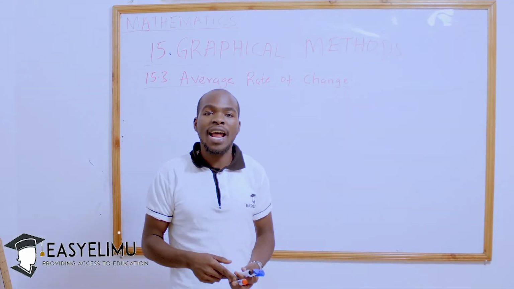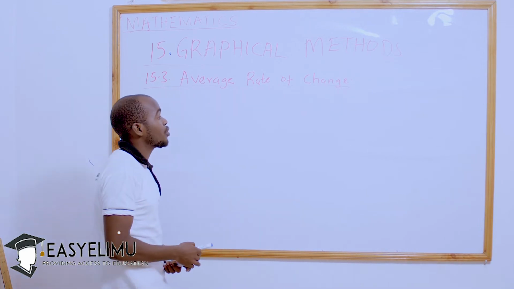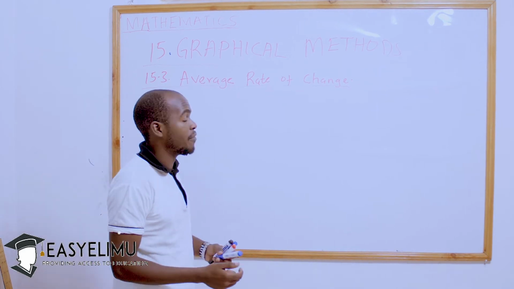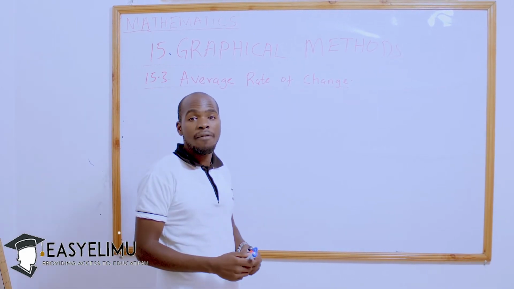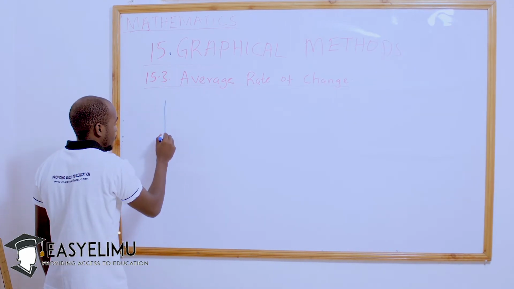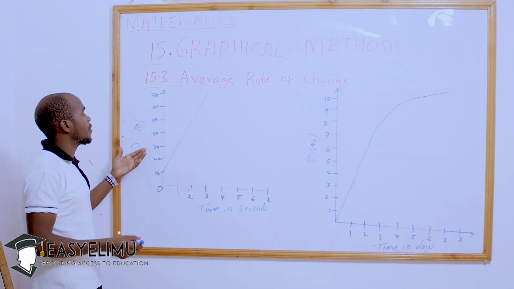Now let's go on and find the average rate of change. Under this we are going to consider two cases: one where we have a curve and another where we have a linear function. So we shall consider a graph. Let's consider these two graphs.